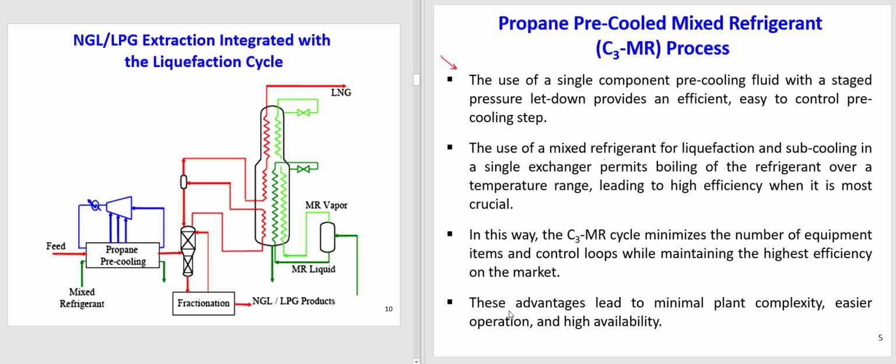So another advantage: less equipment means minimal plant complexity. We have less complexity, which is easier for operation, and also the maintenance is less. It means high availability.